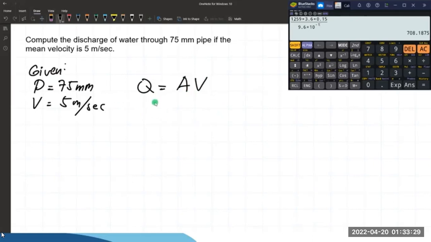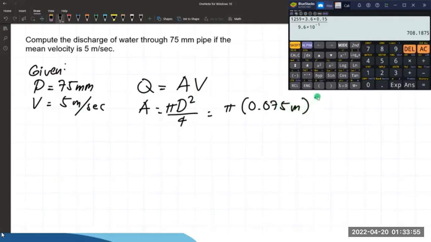So area is equals to pi d squared over 4 if we have given diameter. But we have to convert mm in meters so that we will have an equivalent value of cubic meter per second for the discharge. So divide this by 1000. The diameter will be 0.075 meters raised to 2 over 4. So computing the cross-sectional area, that's 0.075 squared over 4. Okay, 0.0044.